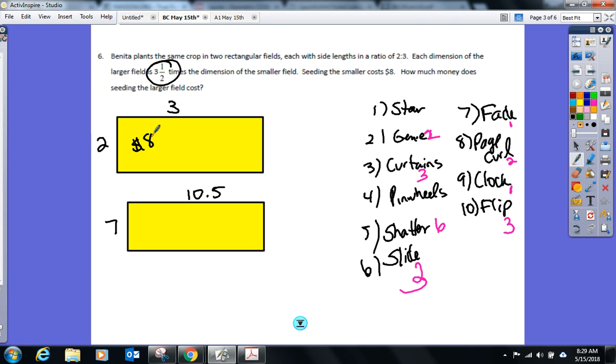And a lot of you might just go, oh, 8 times 3.5, there it goes. Area is completely different. And by the way, how do I know this is an area problem? It doesn't say anything about area. How do you seed a field? Where do you seed the field? Inside.